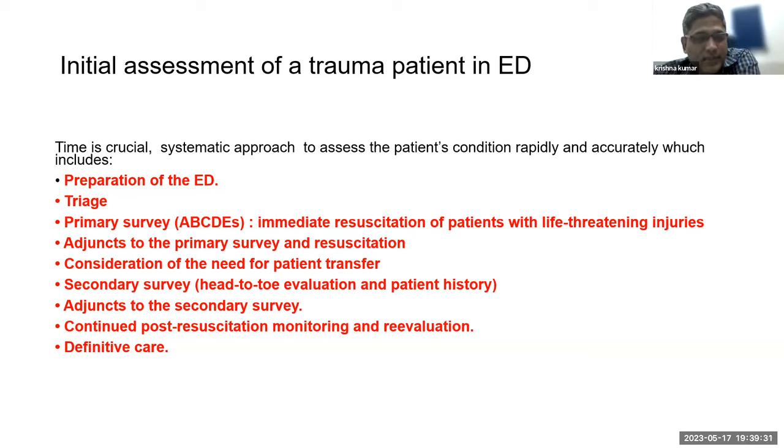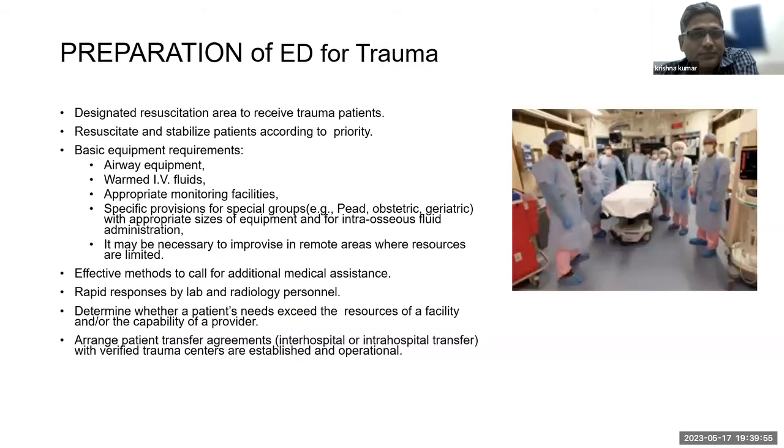Then the secondary survey, a head-to-toe evaluation, where the patient history is taken at this time, and there are adjuncts to the secondary survey, and continued post-resuscitation monitoring and re-evaluating the patient again and again, because we should not miss any findings. So again and again, the ABCD remains the standard of care. We should reevaluate the patient and do a secondary survey. And of course, the definitive care follows. Preparation of the emergency department for trauma.